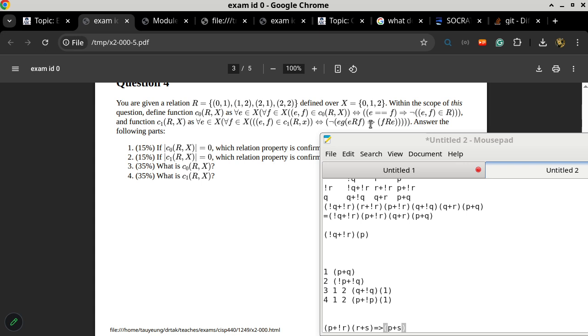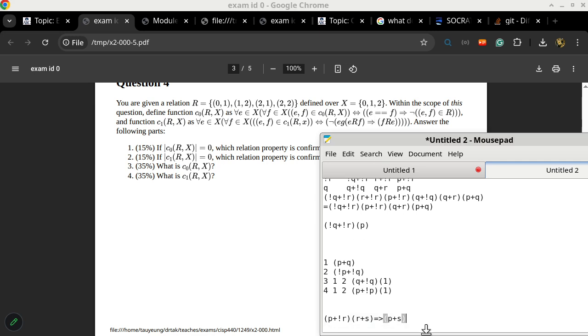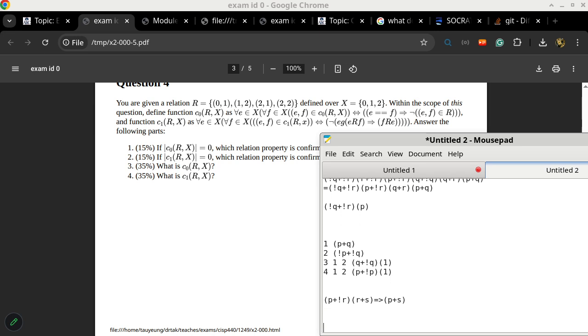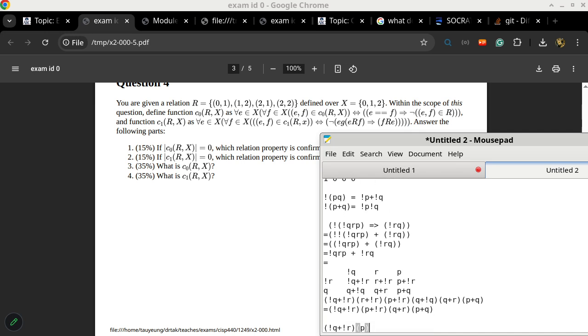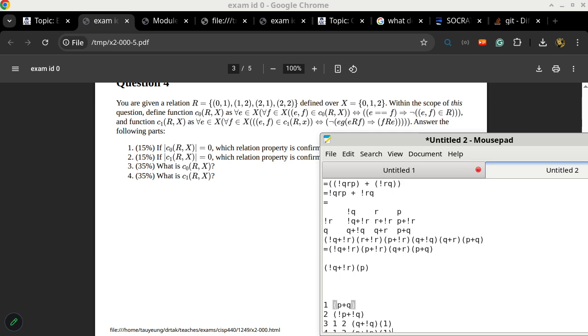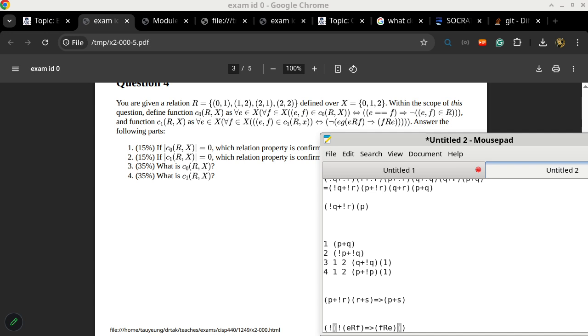So let's just say I give you some crazy parentheses. Not that I enjoy arguing with people, but I would like to clarify. Okay, so we have the negation. So I'm just copying this entire part over here. So we have the negation, open paren, the negation of ERF implies FRE, close paren, close paren, close paren. So you can see how the first negation is negating the implication. It is not negating not ERF.